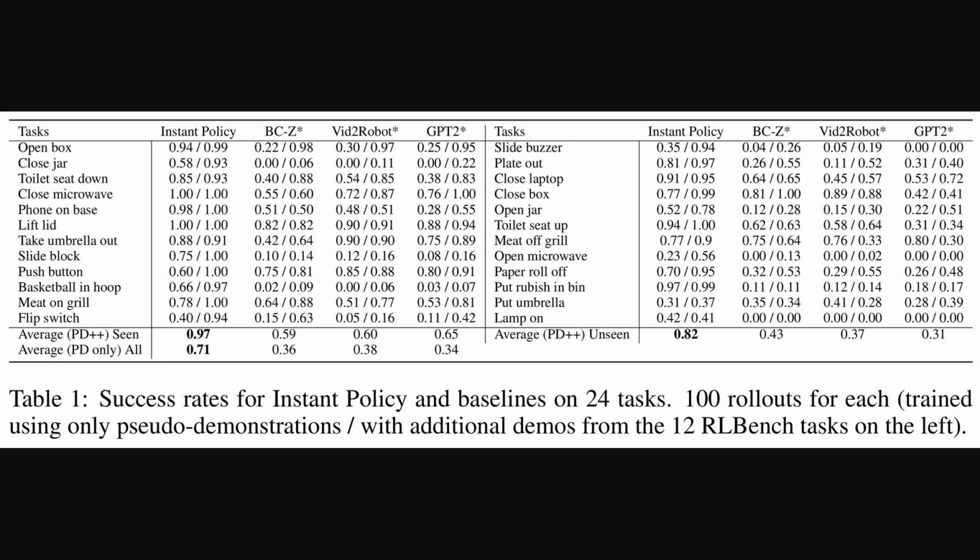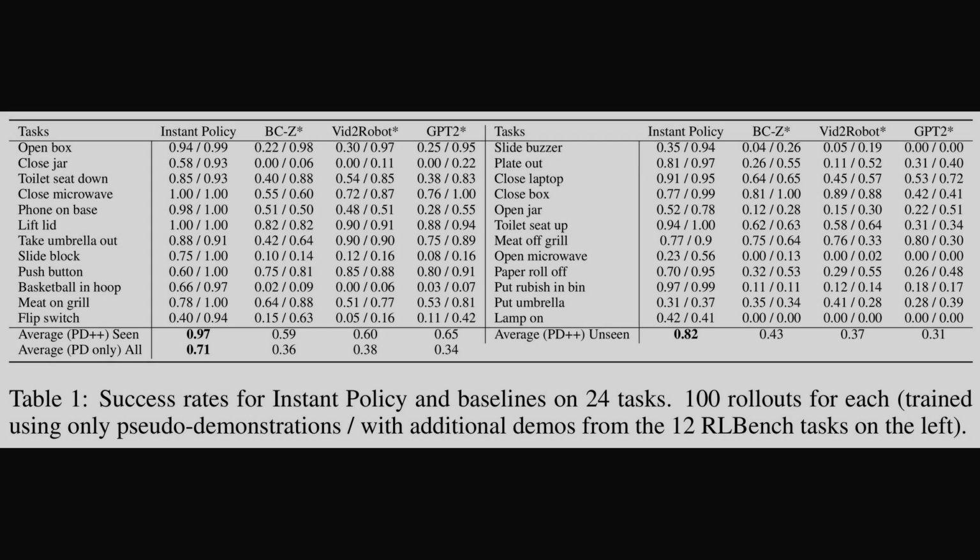Okay, moving to the results. This table really drives home the effectiveness of that pseudo-demonstration training we just talked about. It compares instant policy success rates against several baselines on 24 simulated tasks, split between seen and unseen ones. You can see, especially with added real demos, instant policy achieves really high average scores, 0.97 on seen tasks, and 0.82 on unseen ones, far outperforming the other methods shown here.